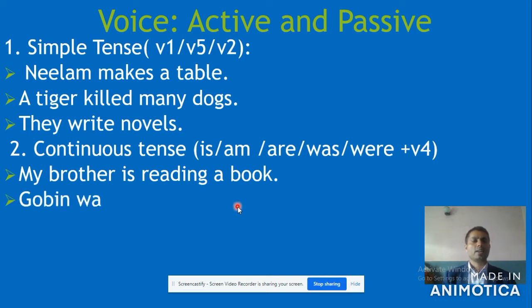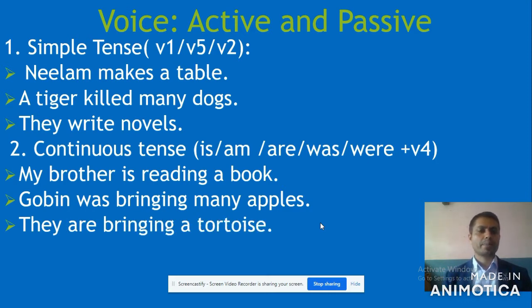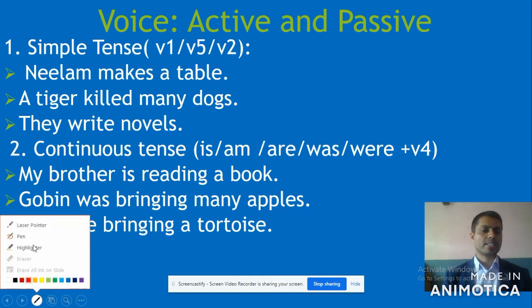And here, Govin was bringing many apples. Here the subject is Govin, was is the auxiliary verb, bringing is the main verb, and many apples is the object. You should remember was from here, and then bringing, the ing form of the verb. Now look at the next example sentence under this category. They are bringing our tutors. In this sentence, now you can see its components. So my dear student, now look here.